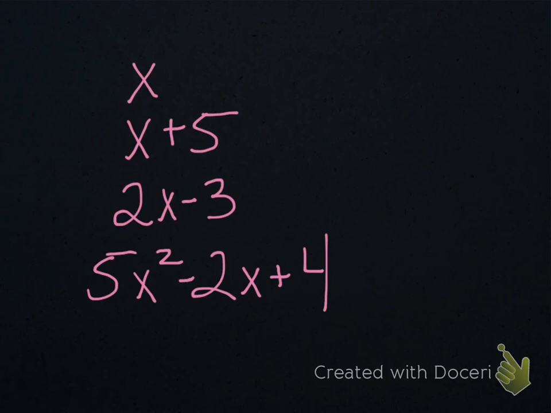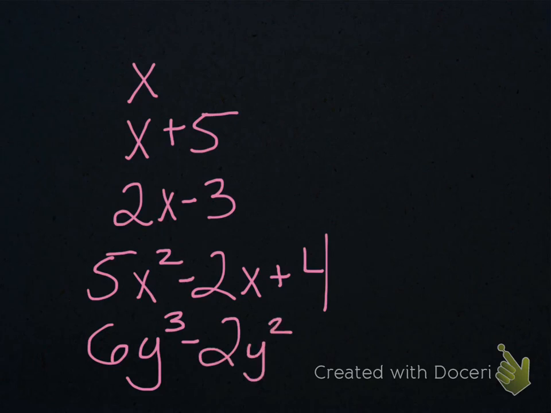How about 6y, I don't have to use an x, 6y cubed minus 2y squared plus 5y to the 5th and minus 2. Okay, these are nomials in a sense. These are algebraic expressions. They're beautiful and they're polynomials.